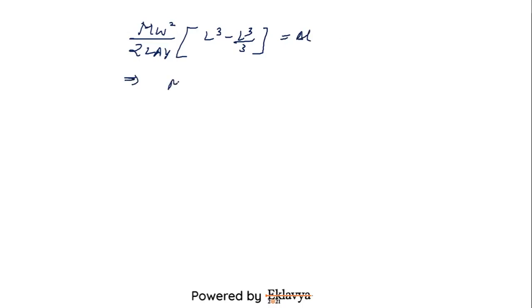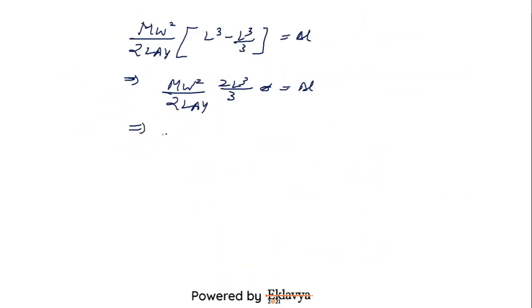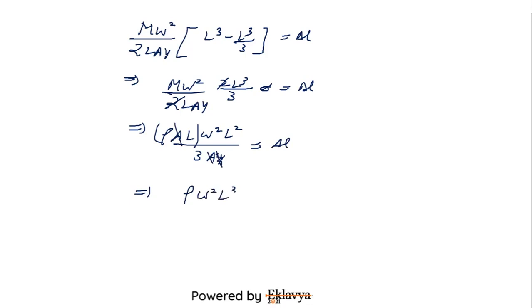So it will become m omega square by 2LAY into (3L cube minus L cube) by 3, which is 2L cube by 3. Now we have to give the answer in terms of rho. So mass can be written as density into cross-sectional area into length of the rod into omega square. This 2 gets cancelled. In fact, one of the L also gets cancelled. So by 3AY. Now A also gets cancelled, sorry, A gets cancelled, not Y. So rho omega square L cube by 3Y is delta L.